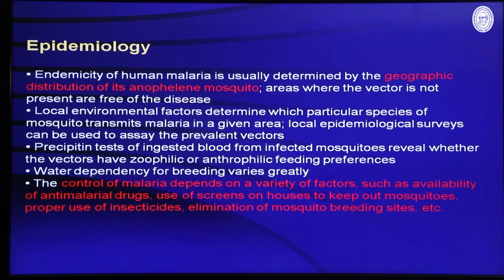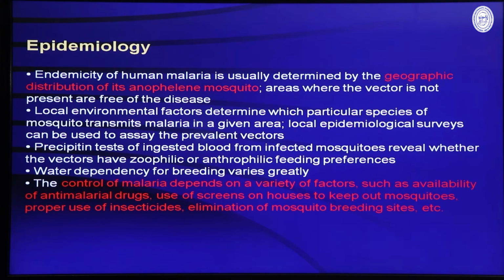Now this term epidemiology, what does it mean? Epidemiology means the occurrence of the disease in a place. In the case of the malarial parasite, the distribution is confined to the mosquito population. Where the population of this Anopheline mosquito is higher, that area is thought to be prevalent for these diseases.